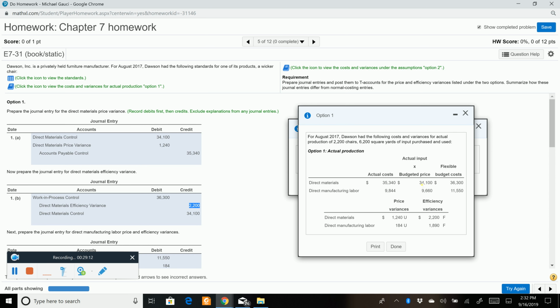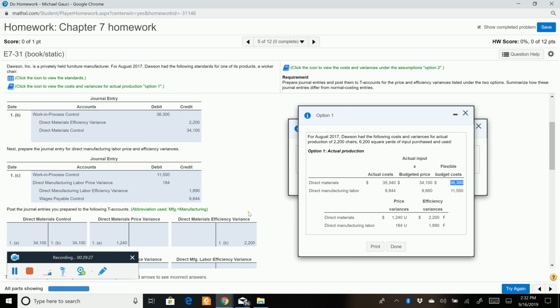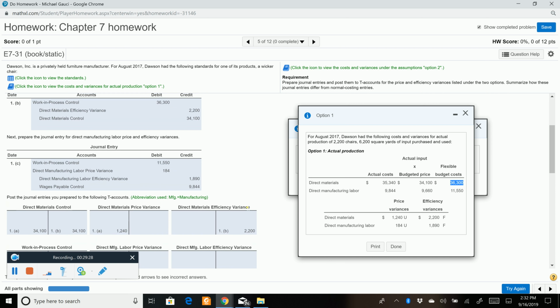Why is it favorable? Because the direct material cost using the actual input is less than what we were allowed for this level of activity. So we were very good with our materials. Now let's take a look at the labor, and we are done.